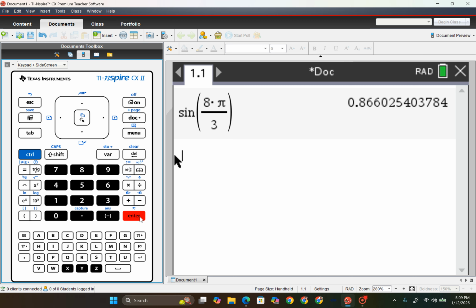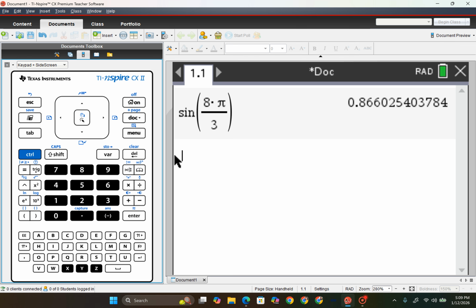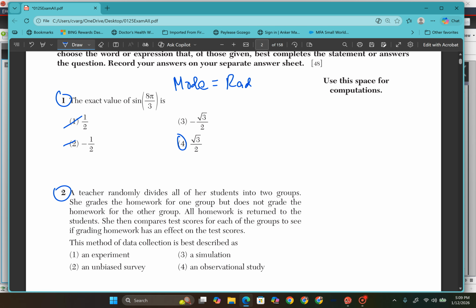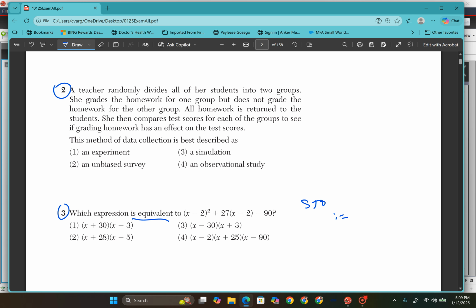I know that that's not the same thing as 1/2 or negative 1/2. So 1 and 2 are automatically wrong, right? These are wrong. So my answer, if I take a look, is positive. So far right now, boom, I'm done. You see what we just did? Sample. All right. So this one right here, as soon as you see she grades the homework, divides her students into 2 groups, that is an experiment.